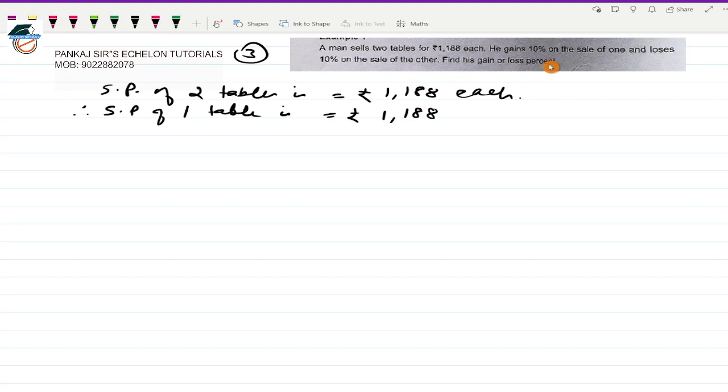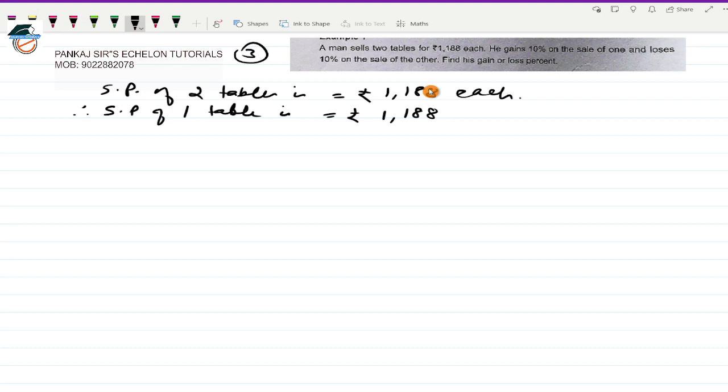He gains 10% on the sale of one and loses 10% on the sale of the other. Find his gain or loss percentage. Now he sells two tables. Both the tables are selling for this 1188. Maybe the cost price may be different for the two tables. Okay, can't say. But on one table he is getting a 10% profit and on the other table he is getting a 10% loss.